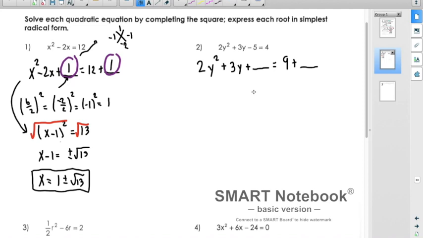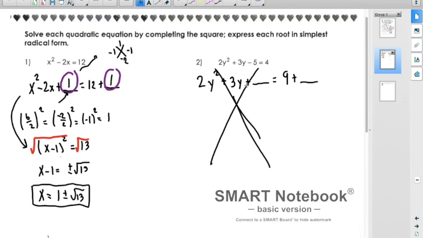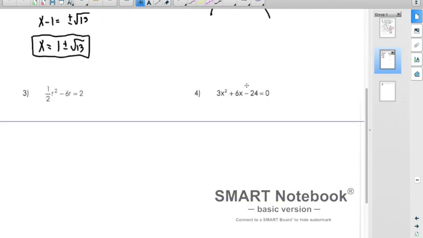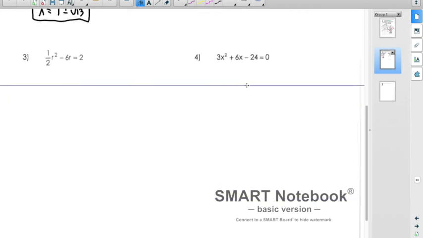Now let's be careful. Oh, you know what, guys? I was wondering why this was looking pretty odd. Let's skip number 2, because the numbers are all off. It's not going to come out very nicely. I meant to skip one of these. So yeah, just skip number 2. Let's go on to number 3 instead.